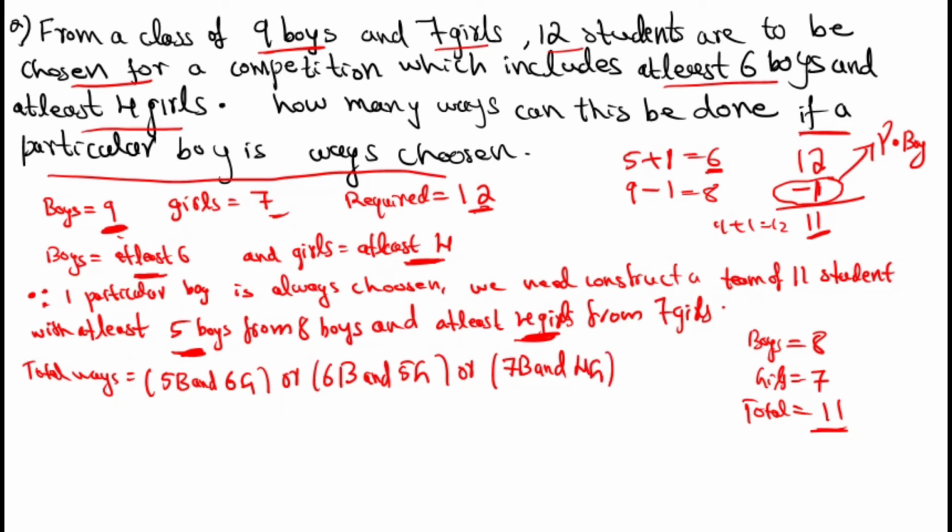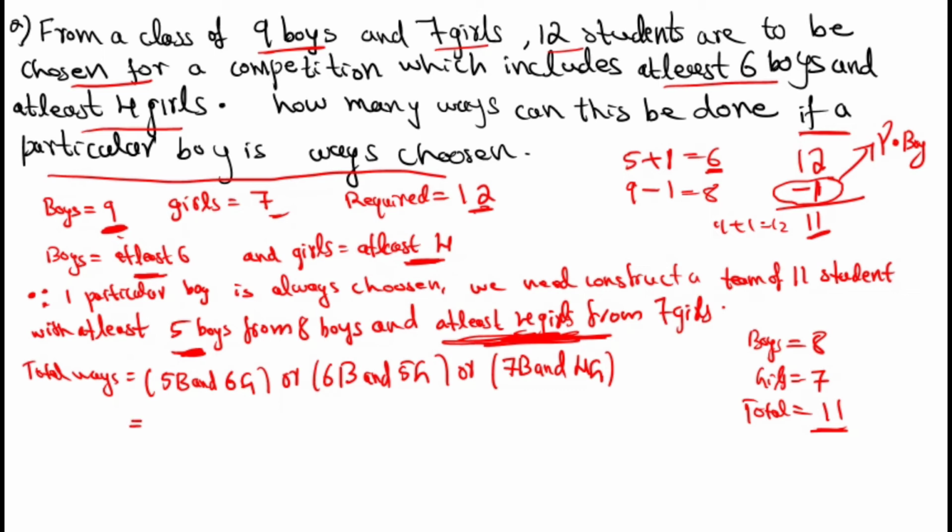Or is there any condition? Suppose I am taking 8 boys, then how many girls? You need to select 3 girls. But what's the condition? Here the condition is given, right? At least 4 girls. Minimum number of girls is equal to 4. If you take 8 boys, then you need to select only 3 girls. This condition is not possible. So possibilities are 5 boys, 6 girls, or 6 boys, 5 girls, or 7 boys and 4 girls.